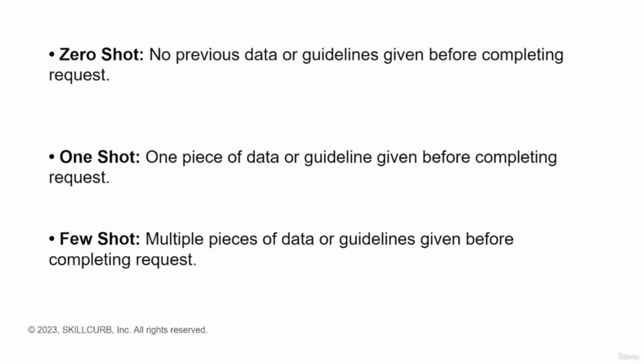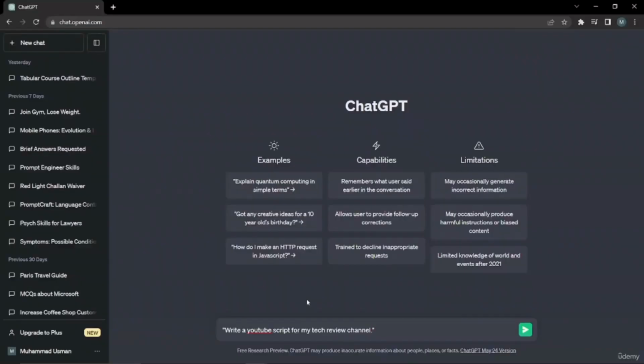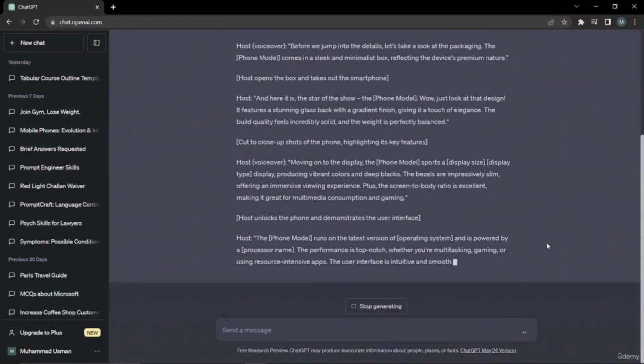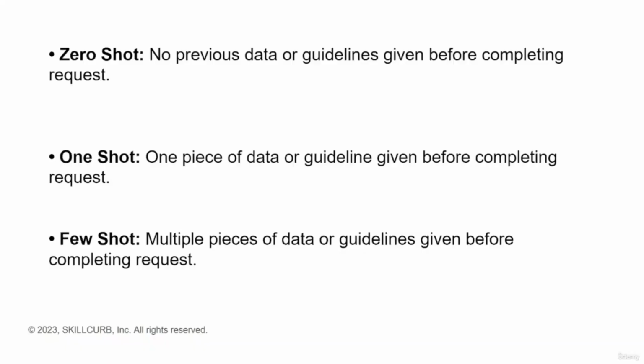In zero shot prompting, you don't give any previous data or guidelines before completing requests. Let's say you are giving any prompt to ChatGPT. For zero shot prompting, you won't be giving any previous background details or any other information. You will straight away get into your prompt without any extra information or detail.